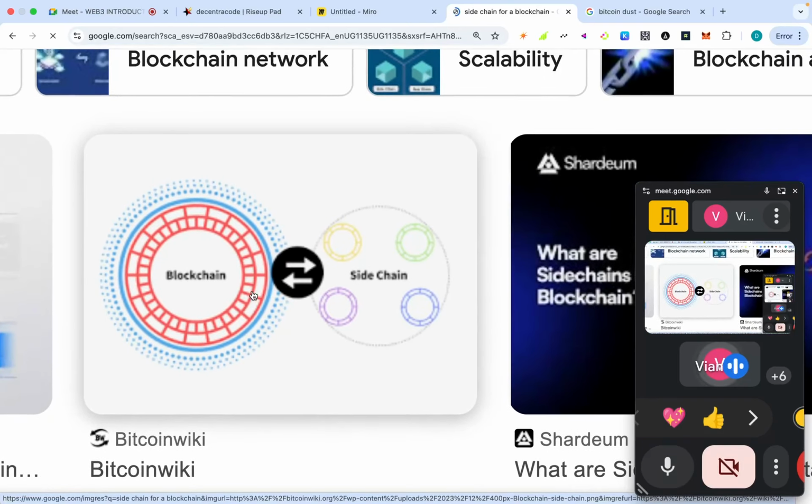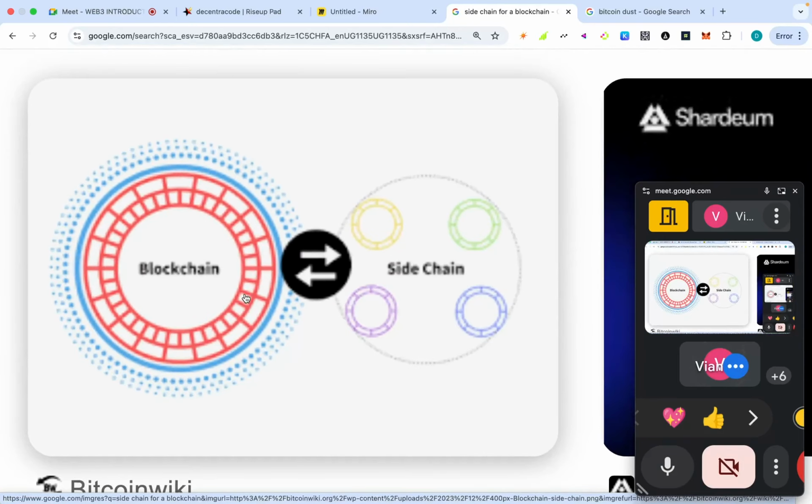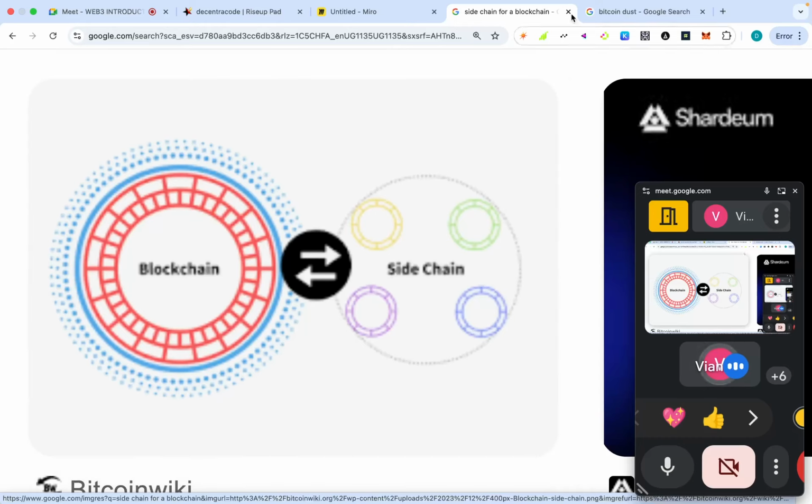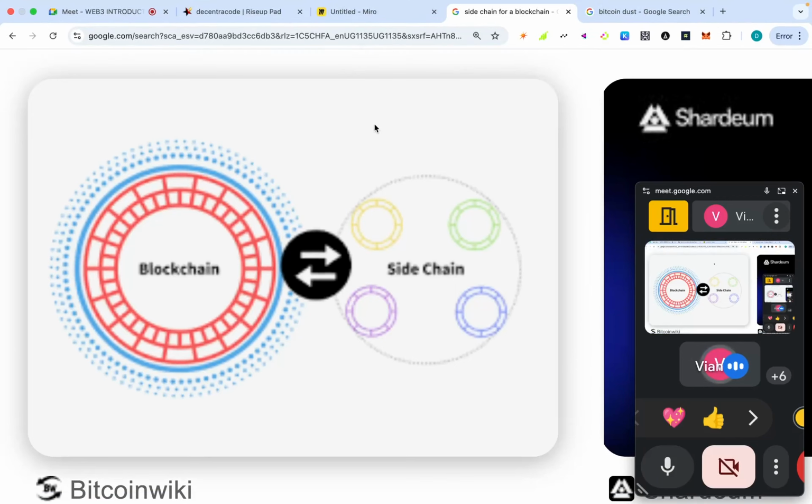When you look at this image, zooming in, it's not clear. But there's a constant communication back and forth between the main blockchain and the side chain itself. A side chain is an independent blockchain of its own, and so is the main chain. But they have this secure data communication through something called, I think it's called a peg.